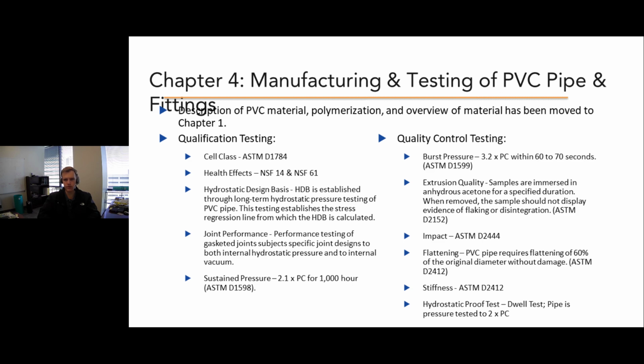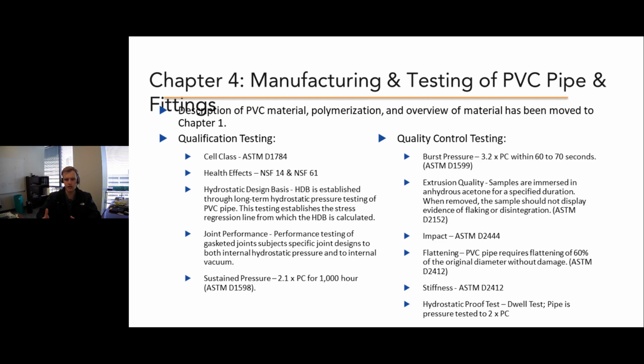That includes the burst pressure testing. That's done at 3.2 times the pressure class for about up to 60 to 70 seconds. The extrusion quality tests, this is where samples of pipe are immersed in an acetone solution for a certain amount of time, and when removed, there shouldn't be any flaking or cracking or disintegration, and this really is a test of extrusion quality.